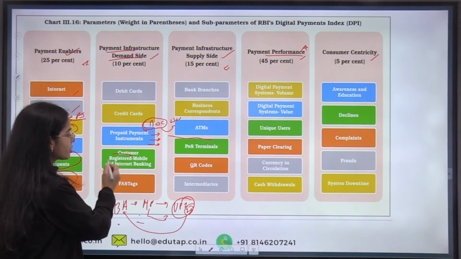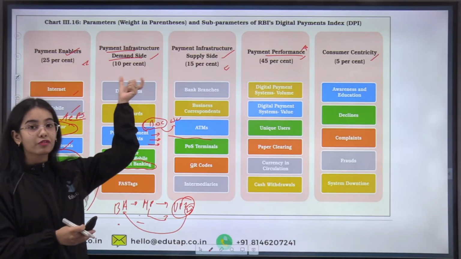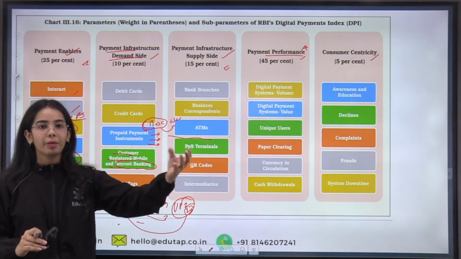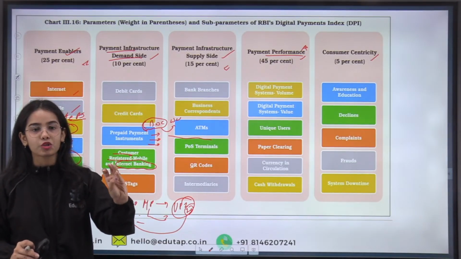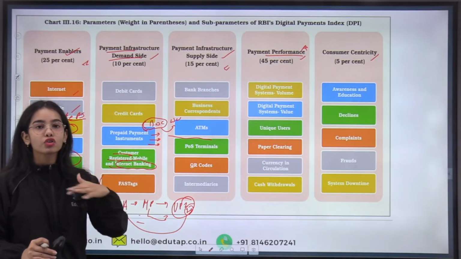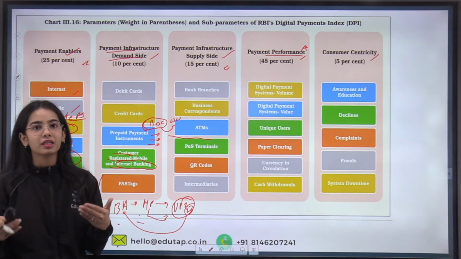So there is customer registered mobile and internet banking, you can use internet banking. This is also payment infrastructure on the demand side, the infrastructure that the customers have to make the payment. They have the credit card, the debit card, the prepaid payment instrument, and mobile and internet banking. So without the usage of cash, customers can make a lot of payments.